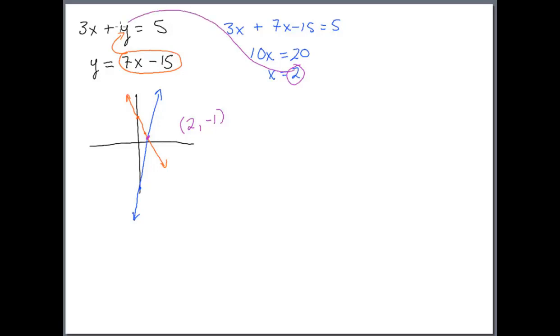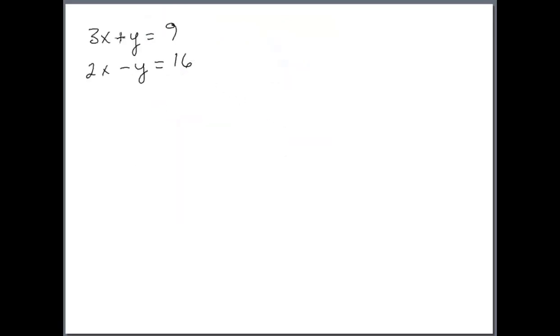We take that and go right up there. 3 times 2 is 6, plus y has to equal 5. Subtract 6 and you get y equals a negative 1. Same thing, we could have stuck it right in there: 7 times 2 is 14, minus 15 is a negative 1. Either way it'll work. That's what substitution is all about.